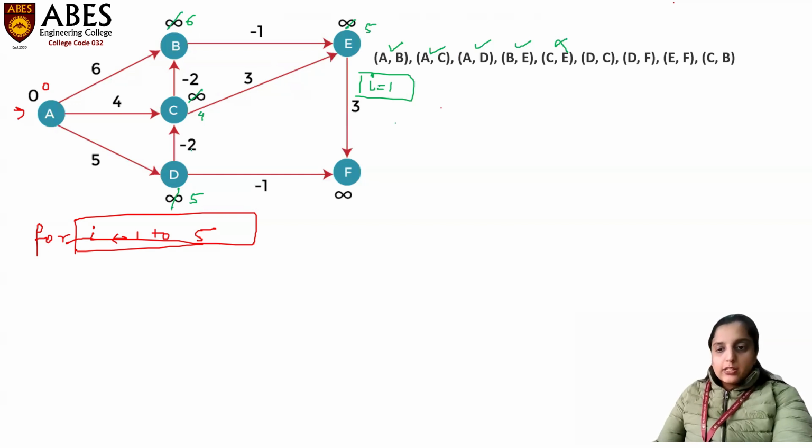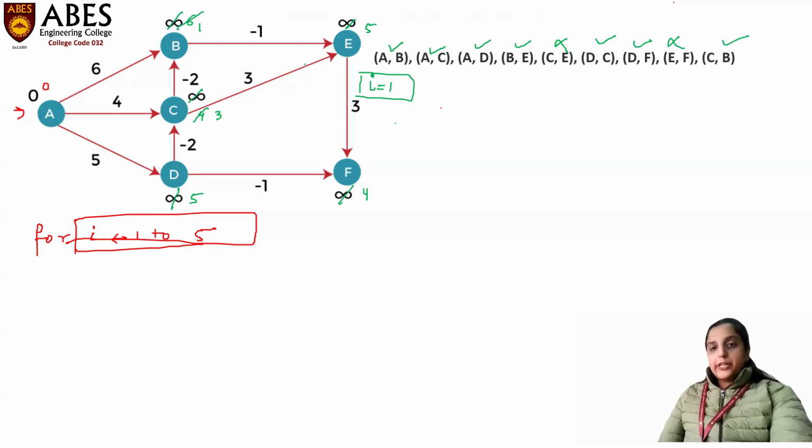Next is DC. DC is 5 minus 2, that is 3, and it has 4, so we'll update this value to 3. Next is DF. DF is 5 minus 1, that is 4, so we'll update this value also. Next is EF. 5 plus 3 is 8, and 8 is not less than 4, so we will not update this. Next is CB. CB is 3 minus 2, that is 1, so we'll update this value also. So we have done all the updations.